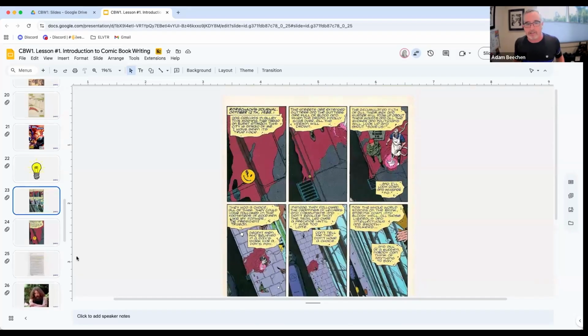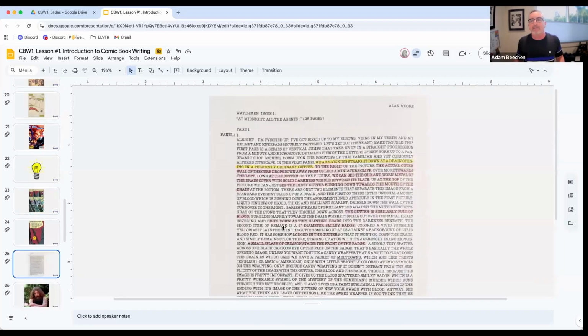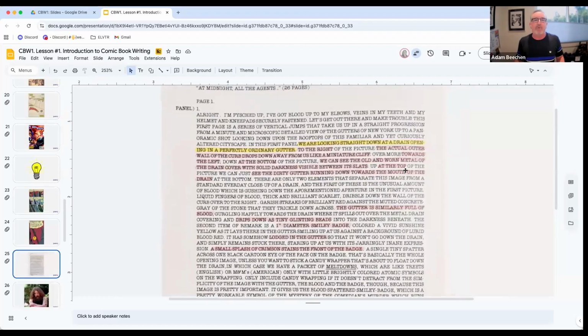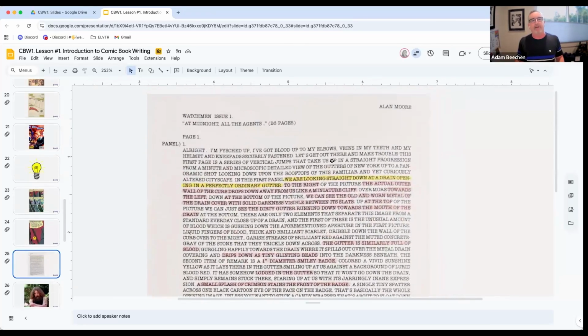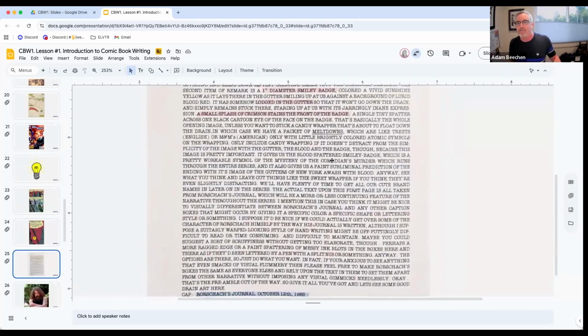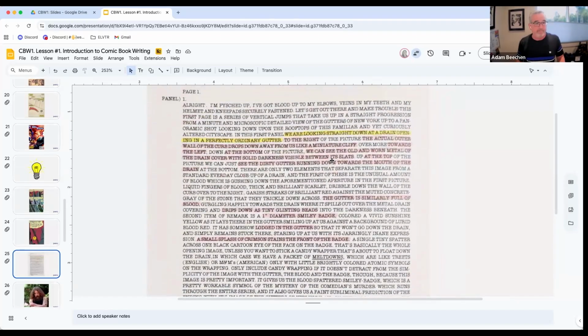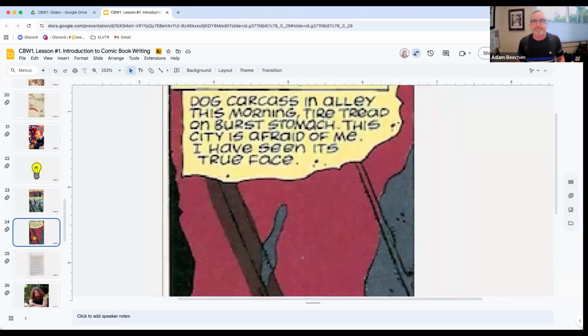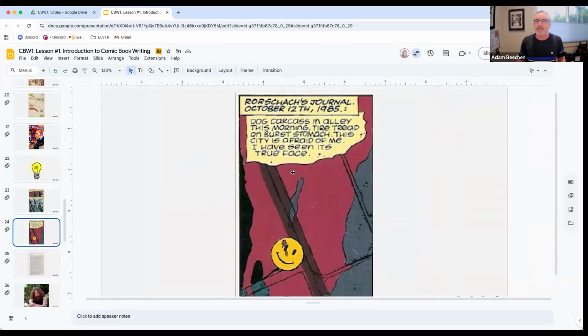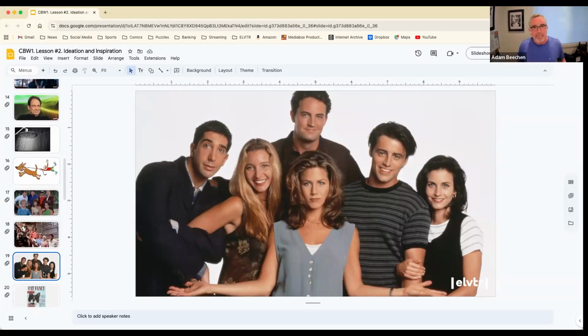Here is how the script looked. This is the script for Watchmen issue 1. Page 1, panel 1, and there's the description. Now, here's the panel that he's talking about. All of that description is for this.